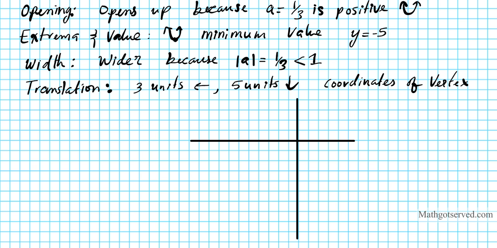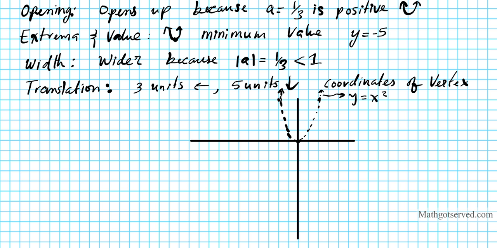Let's create our parent graph. To generate our parent graph, we're going to start from 0, 0. We have 1, 1, and then 2, 4. So this is the graph that's been transformed. Make it dotted because this is not the actual graph. This is just the reference graph. So dotted through there. And this graph right here is y equals x squared.